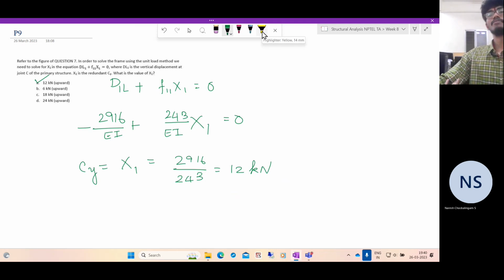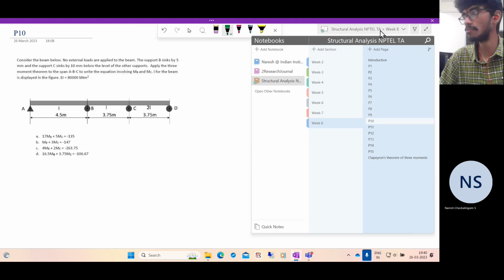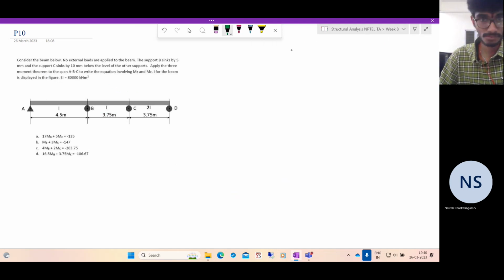So this completes the set of problems that require the method of consistent deformations. The next problem we'll look at is the theorem of three moments. Consider this beam. There are no external loads applied to this beam. The support at B sinks by 5 mm. So let us write down the problem parameters.